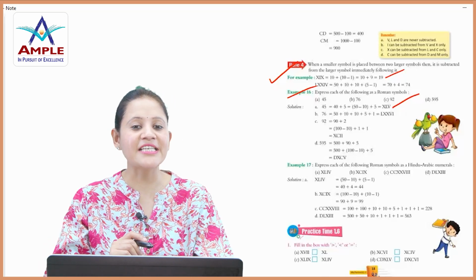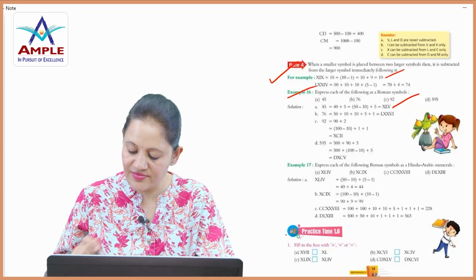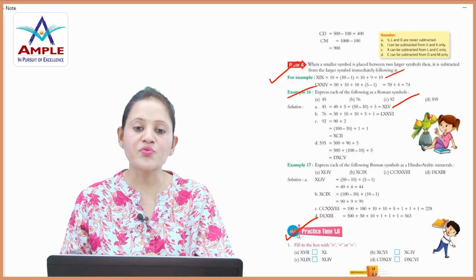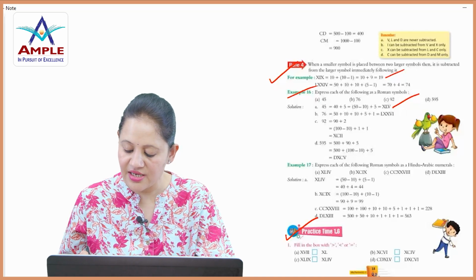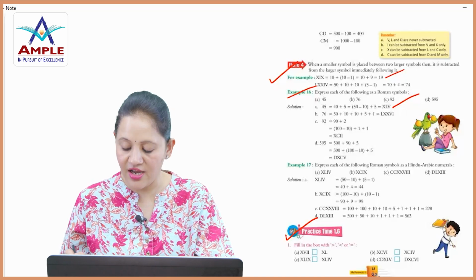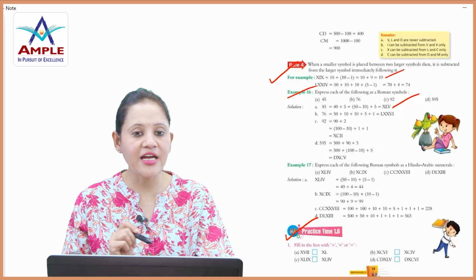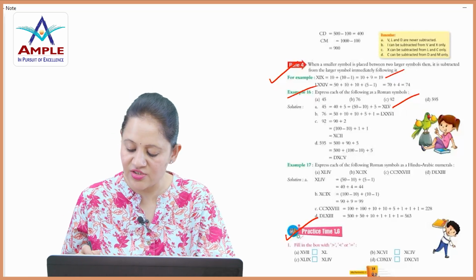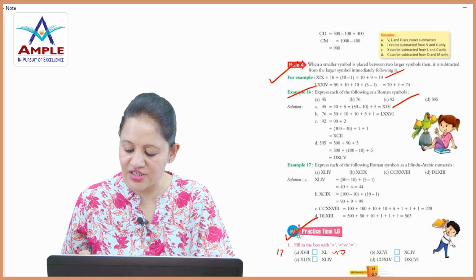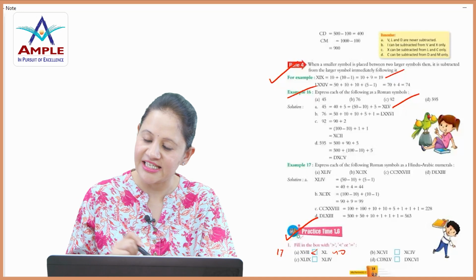Next is practice time 1.6. Fill in the box with greater than, less than or equal to. So, here this number XVII, VII, that is 7 plus 10. X is for 10, so number is 17 and this is 40. 17 is less than 40, so we will use the symbol less than.